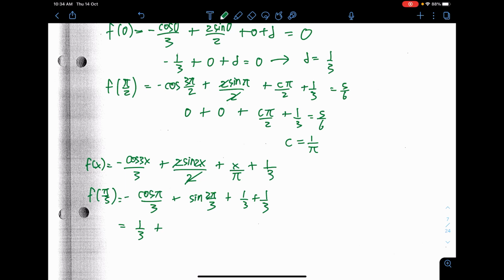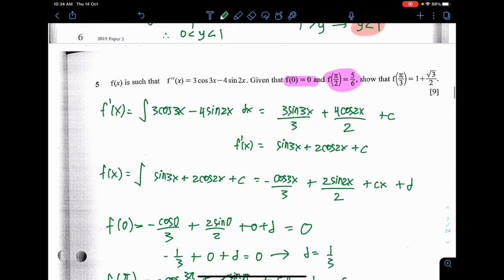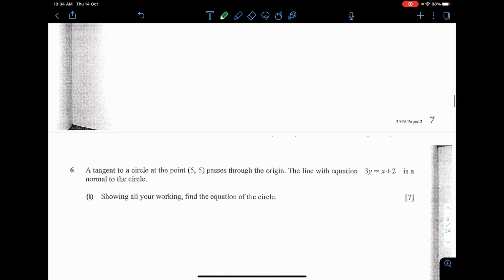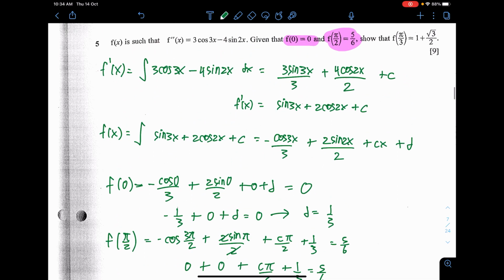Sine of 2 pi over 3. That will be root 3 over 2. And then plus 1 over 3 plus 1 over 3 is 2 over 3. So then you got 1 plus root 3 over 2. Shown already, yeah? 1 plus root 3 whole thing over 2. Nice. Just be careful not to make any mistake in between.